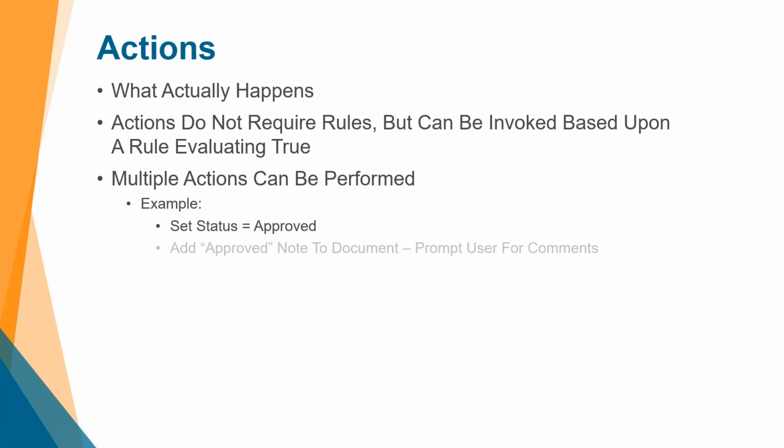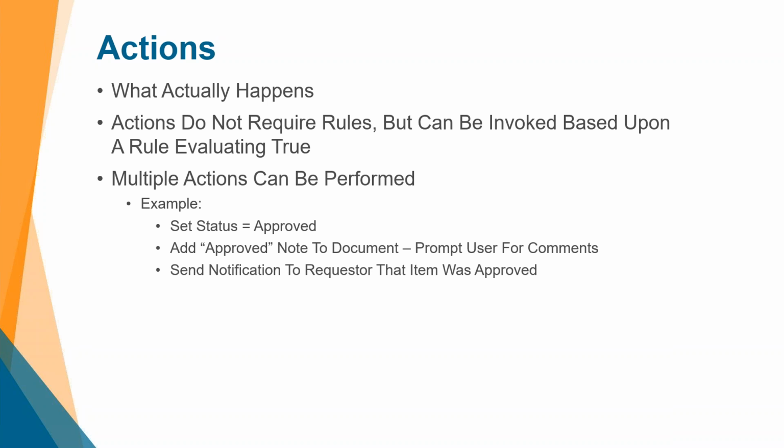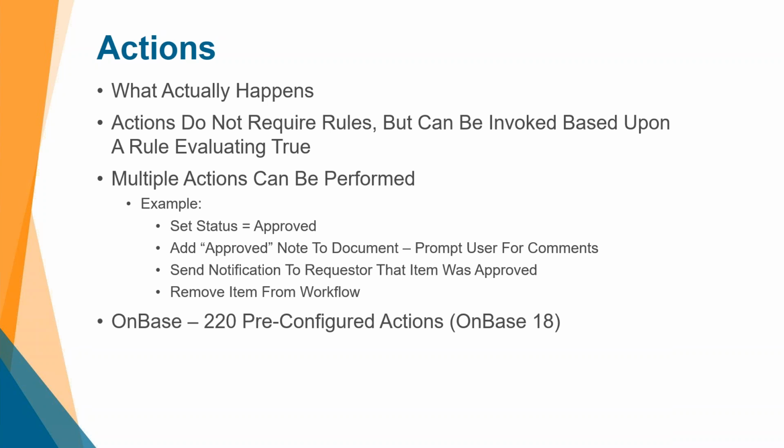So a good example, think all these actions can take place automatically. Maybe we set the status to approved. We add an approved note to the document, and maybe even prompt the user for any comments, and that's going to now appear as a note layer on top of that document. We can automatically send a notification then back to the requester saying this item was approved, and then remove that item from workflow. Those four things happen in sequence when they're configured just as four separate actions. I don't really have to do anything more than that than configured initially. Every time whatever fired that, those four actions take place.